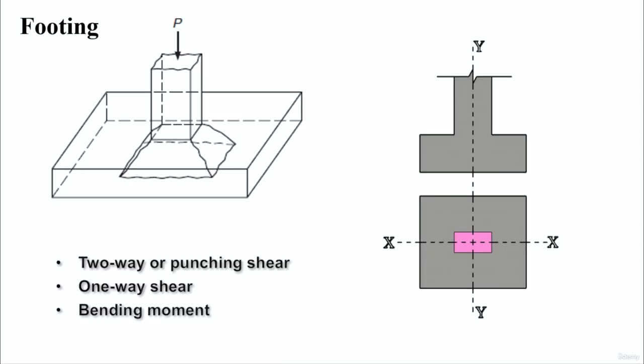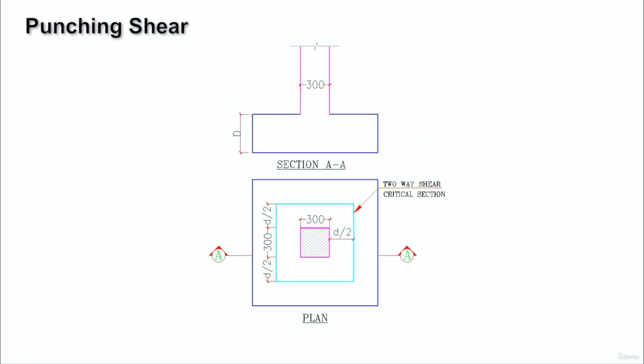Footing is mainly predominant by two-way shear or punching shear, one-way shear and bending moment. These three are the major important factors which we need to consider while designing the footing. Two-way shear mainly depends on the depth of the footing. Now let me explain to you about punching shear or two-way shear.